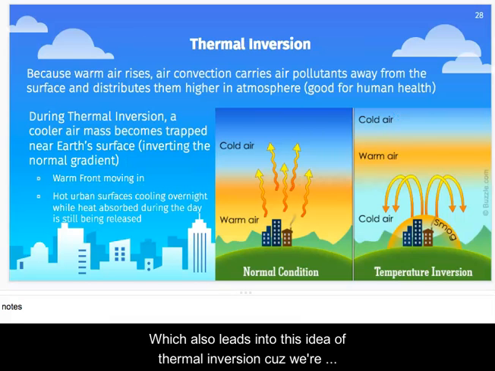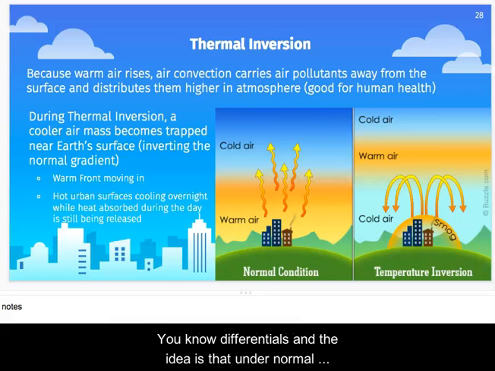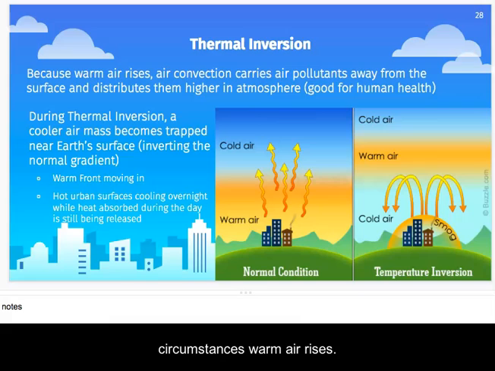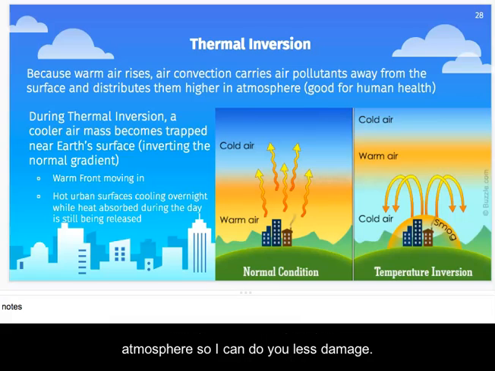Which also leads into this idea of thermal inversion, because we're talking about temperature differentials. Under normal circumstances, warm air rises, and the air currents, or air convection, carry air pollutants. If the city is giving off air pollutants, typically as the warm air rises, it carries those pollutants away from the surface and spreads them out into the atmosphere, which sounds bad, but at least from a human health standpoint, you are removing those pollutants from the surface and getting them higher into the atmosphere so they do you less damage.